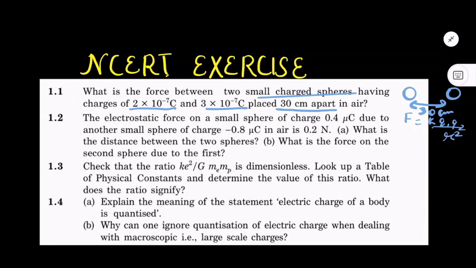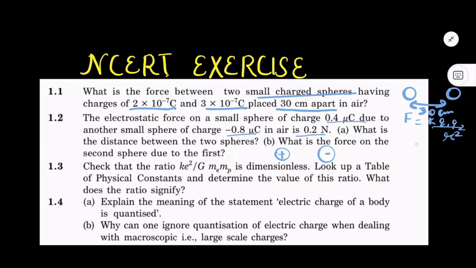So let's read the second question. It says that electrostatic force on the small sphere of charge 0.4 microcoulomb due to another small sphere of charge minus 0.8 microcoulomb. So a small sphere has a positive charge of 0.4 and another small sphere has a negative charge, that is 0.8. So the force between them is 0.2 newtons. Now we have to calculate the distance between the two spheres.